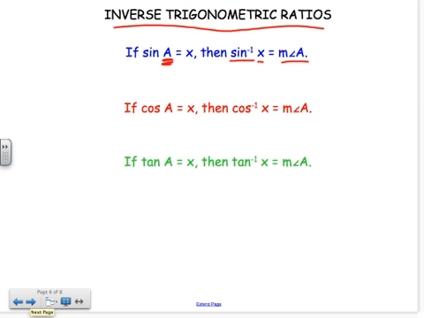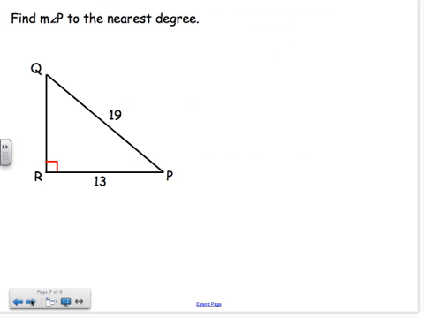Same thing with cosine. If I want to find the angle from its cosine, I just take the inverse cosine, and I switch spots with the angle and what that ratio was. Same thing with tangent. Let's look at an example, this will make a lot more sense. It says find measure P to the nearest degree. So I want to find what this angle measure P is.